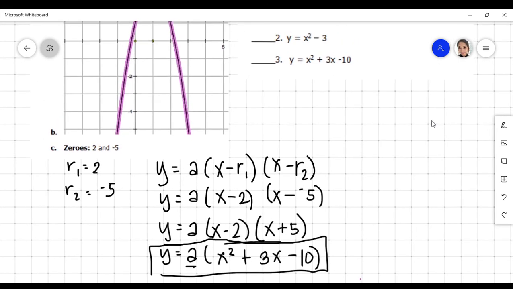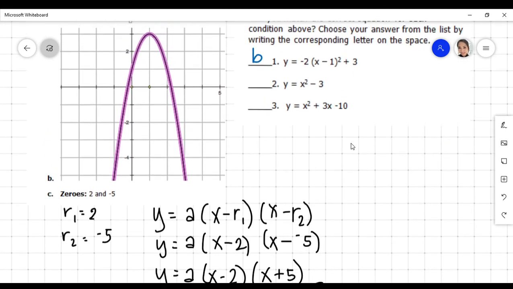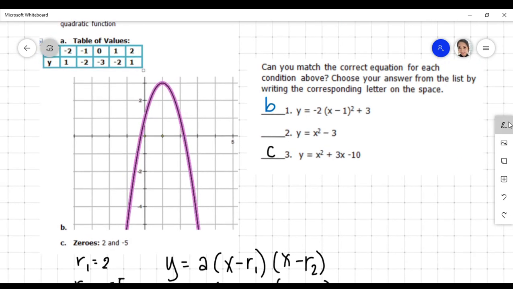Therefore, the equation for the zeros 2 and negative 5 will be this one. So this is letter C. So obviously, number 2 should be A. So I will leave that to you as an assignment. How did this table of values arrive into this equation?